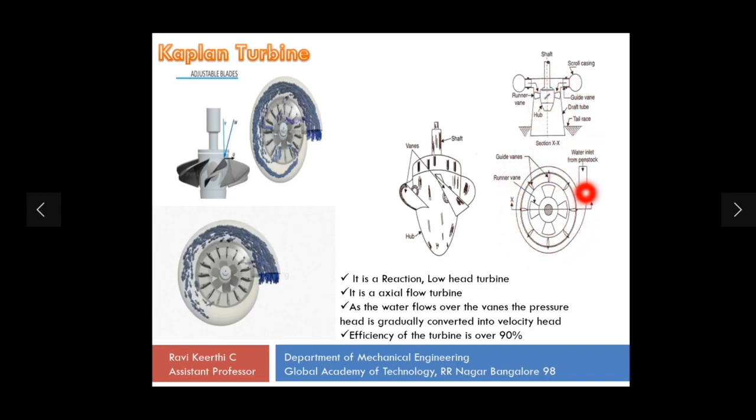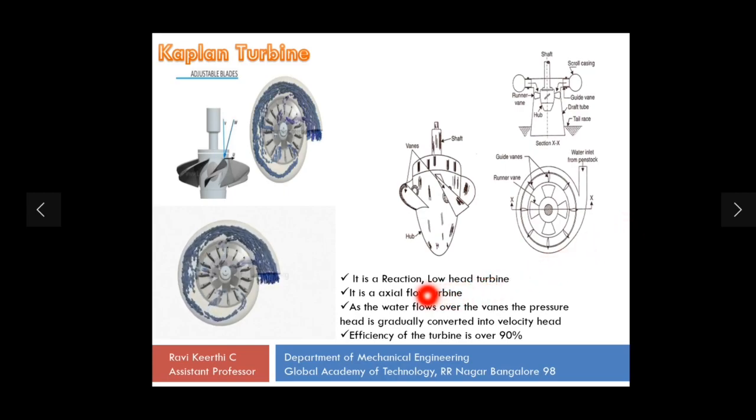So it is better to draw this diagram where it clearly shows the water entering from the penstock through the scroll casing, and it passes through the guide vanes axially and hits the runner blades or runner vanes, and it goes out of the draft tube and to the tail race. So this is how a Kaplan turbine works. So you can compare now the Francis and Kaplan turbine.